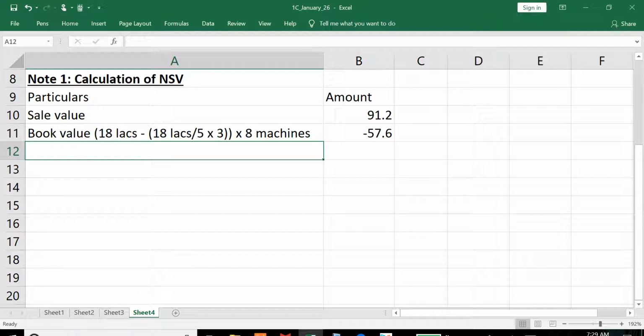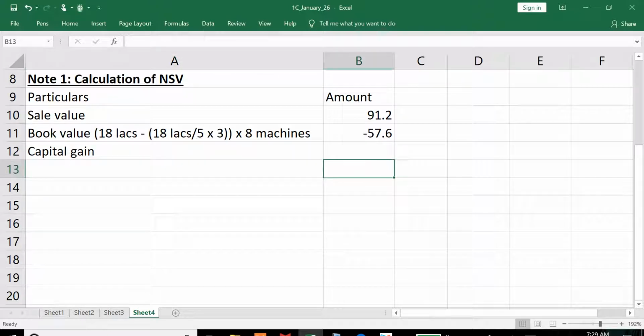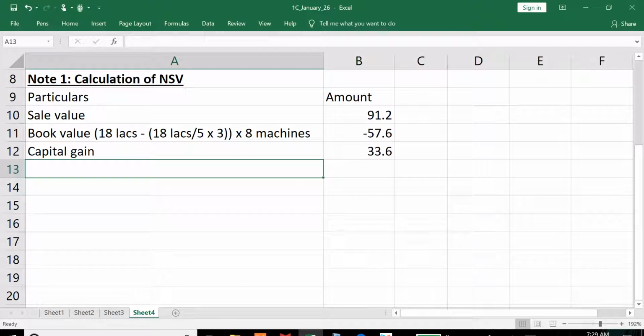Any doubts on 57.6? This is the book value. Now the sale value minus book value is capital gain. I'm going to make this amount of capital gain: 33.6 lakhs of capital gain.